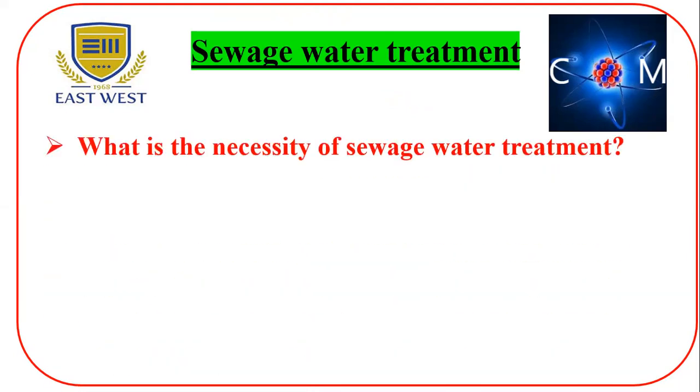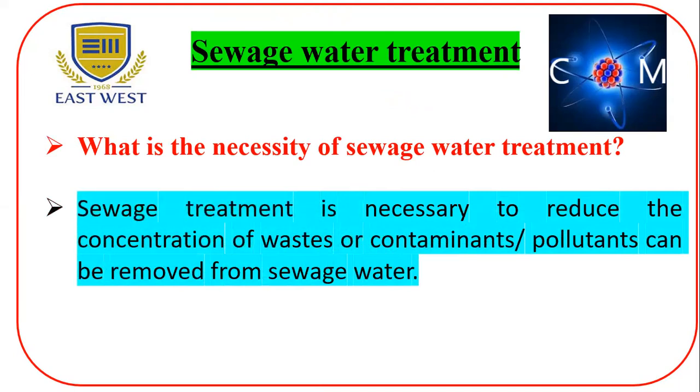What is the necessity of sewage water treatment? Is it necessary to treat the sewage water? Yes, of course. It is very much essential to treat the sewage water. Why? Because sewage contains various types of pollutants, organic, inorganic, and biological. That's why we remove all types of impurities at different stages.